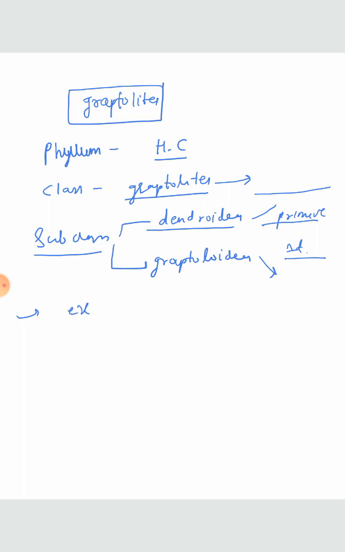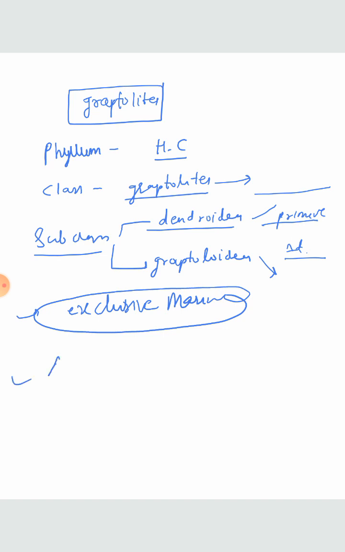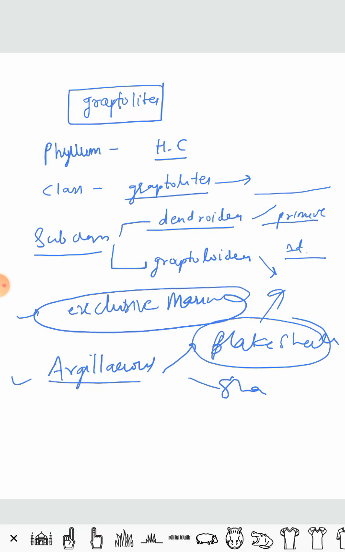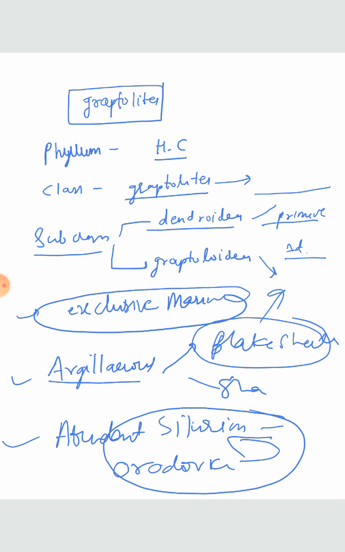So they are exclusively marine. So either in benthic or planktonic form, but in marine environment, and they are found in argillaceous rock. What are these rocks? Such as black shales or shales. So black shales, Silurian Ordovician time. So they are abundant in Silurian or Ordovician. So this is from Ordovician to Silurian.